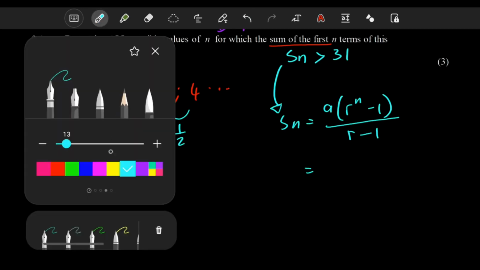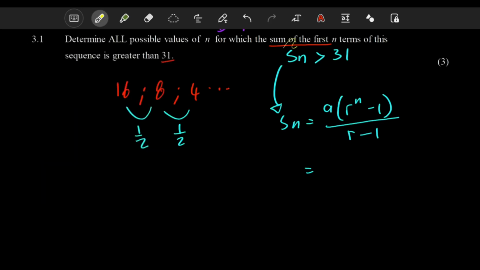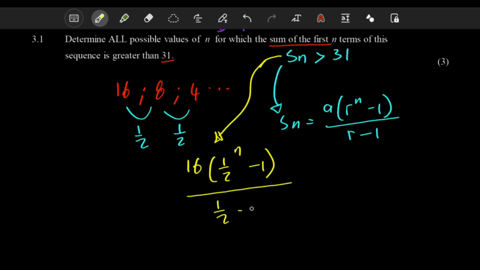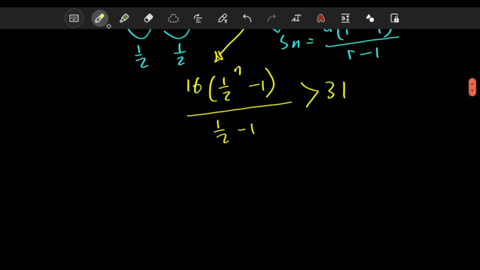Anyways, let's see here. So in our case, we just have to solve this inequality over here. You see, that's why this is just a 3-mark question, because it's really not a big deal. Solving this inequality, we're going to have a, what is a? A is just 16, right? Put here 16 over what? There's r here, which is a half. N is what we're looking for. The whole thing here is over half minus 1. Where is this bigger than 31 is the question that we should be working out.